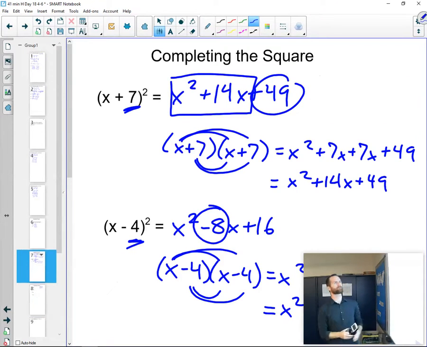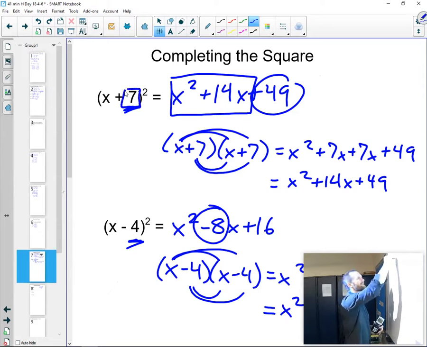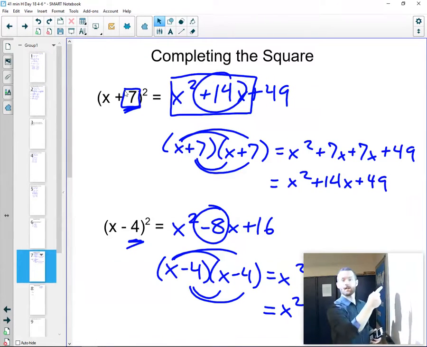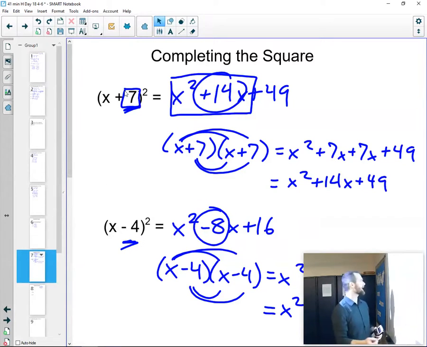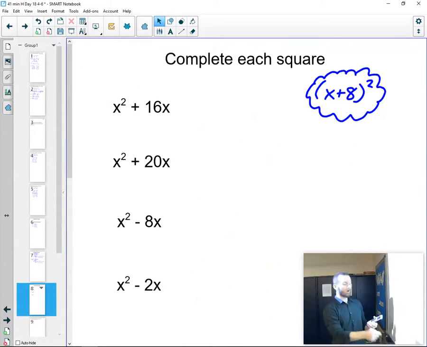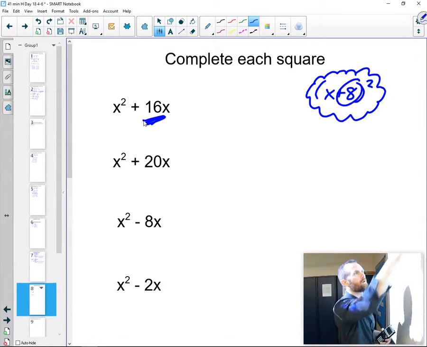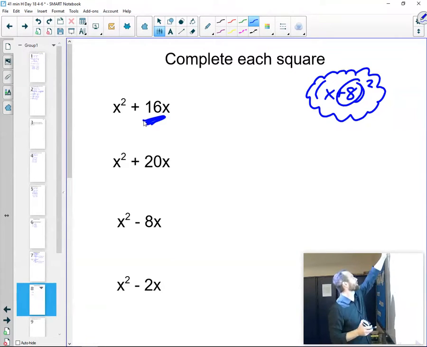If you're not sure where that came from, let's look back here. This key number right here, that's 7, is really what we're looking for in figuring out what's going to go in our binomial. It was half of 14. And we saw the same thing down here. This -4 was half of the -8. So we see this 16x. If we take half of it, that will be the number we want in our binomial.